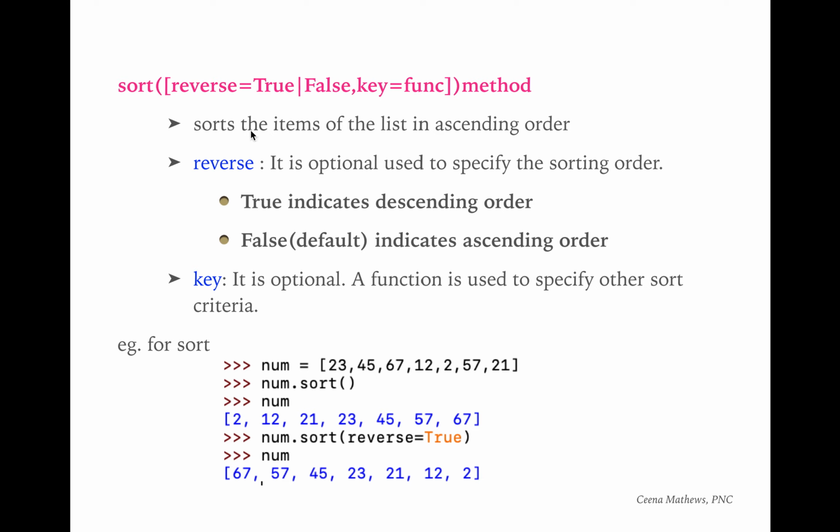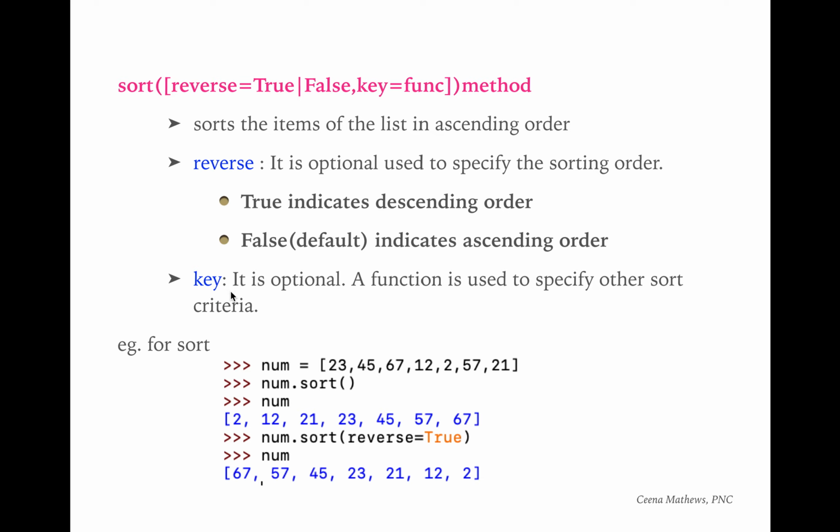Okay, by default, it sorts the items of the list in ascending order. Reverse, as I said before, is optional and used to specify the sorting order. If it is true, it indicates descending order. If it is false, which is the default here, it indicates ascending order. So if you give the value of reverse as true, then you can see the output in descending order.